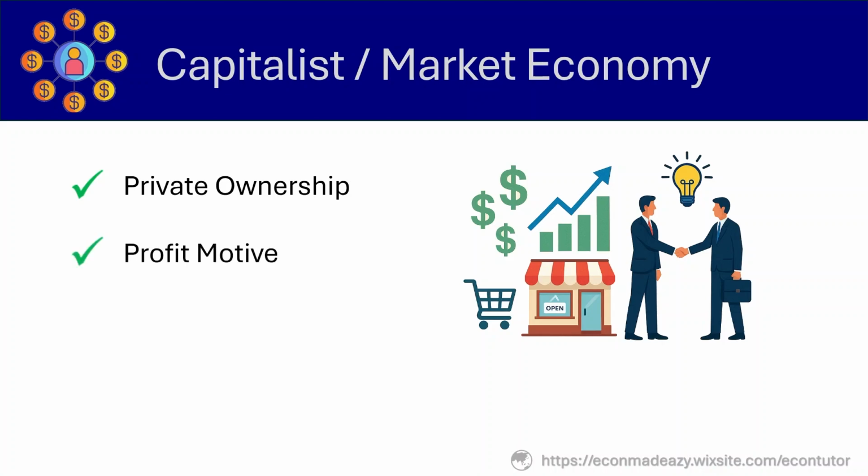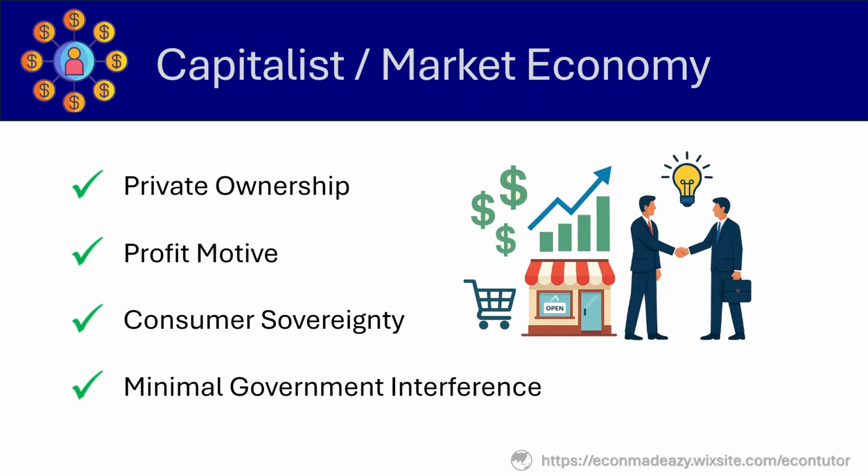The second important feature is that businesses produce goods and services to earn profits, which drives innovation and efficiency. The third important feature is consumer freedom. Consumers decide what gets produced by choosing what to buy. If people want smartphones, companies make smartphones. And the last important feature is minimal government interference. The government's role is limited to enforcing laws, protecting property rights, and ensuring fair play, not running businesses.